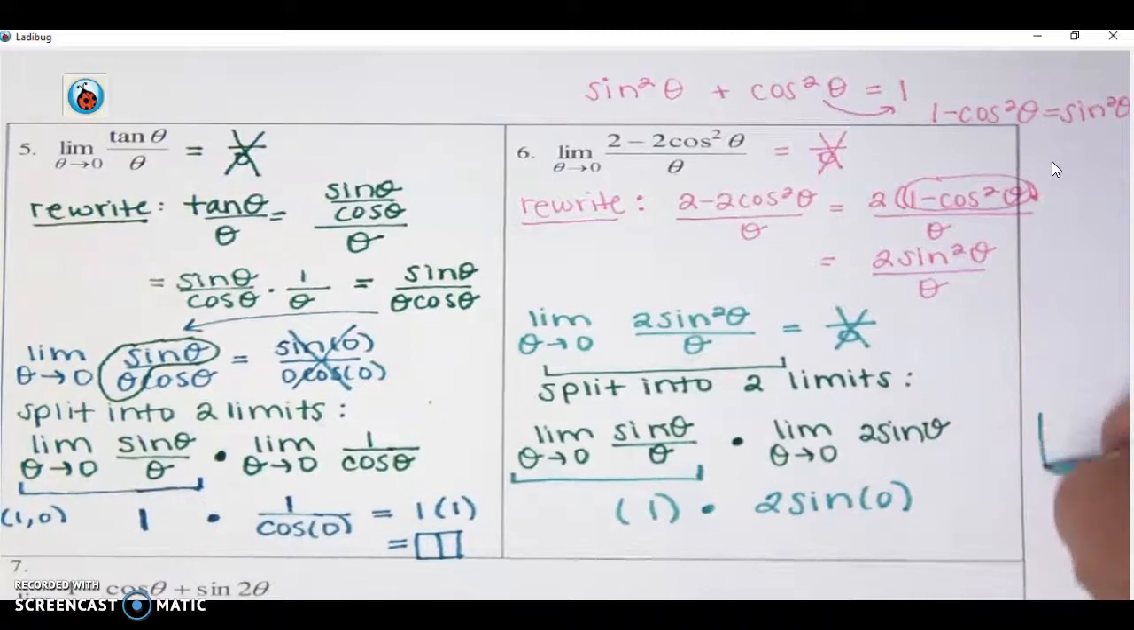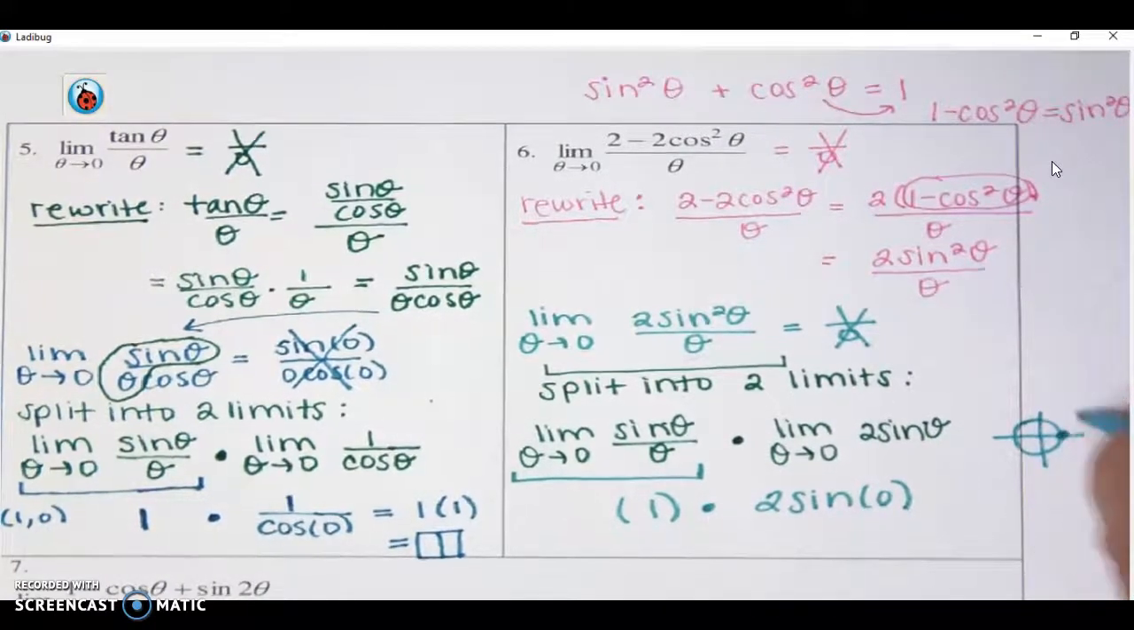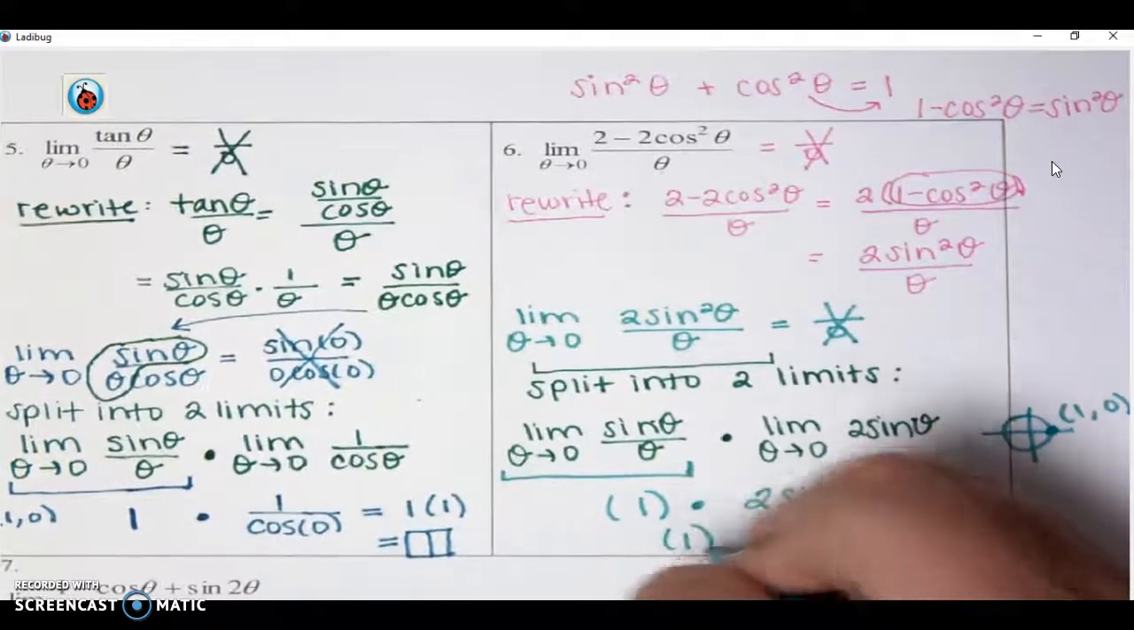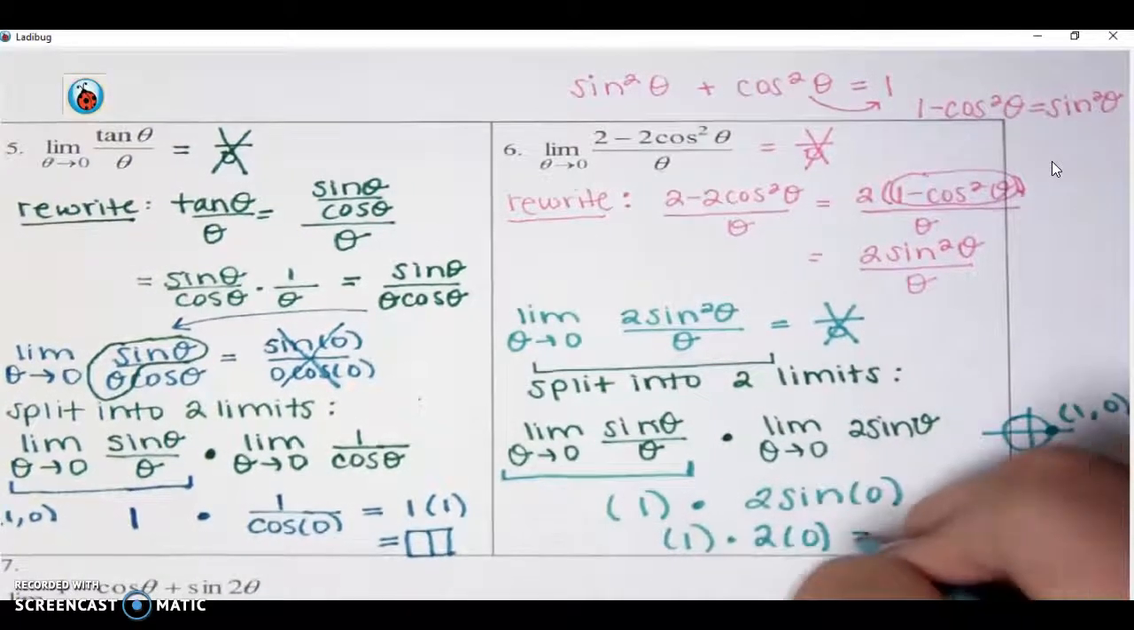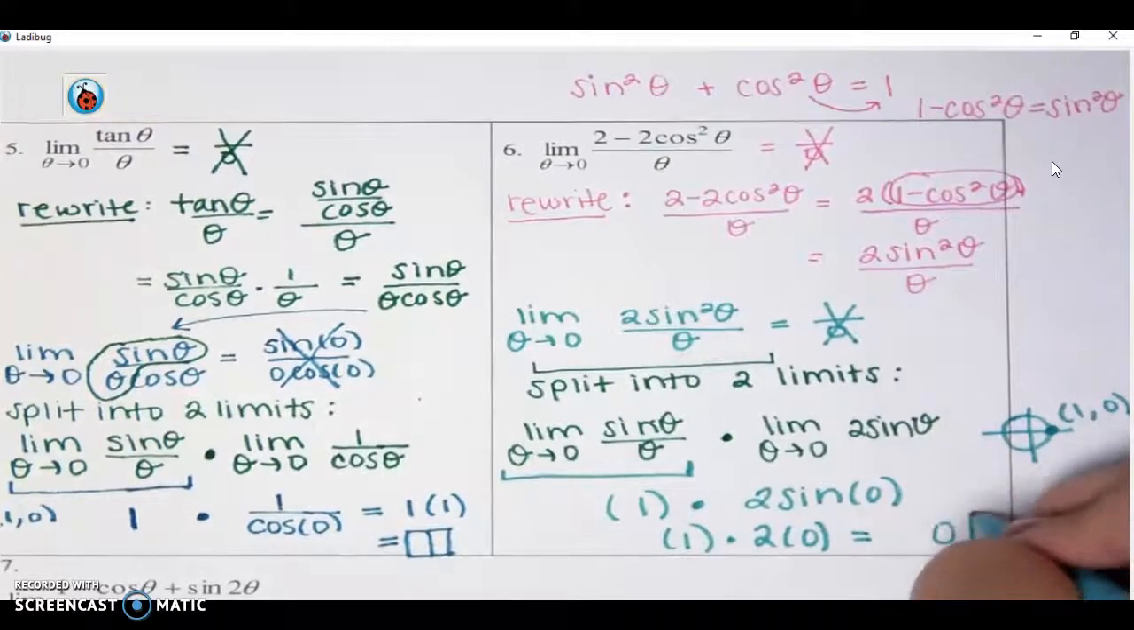Okay, unit circle at 0. Sine would just be 0. So this is going to end up giving us 0 for the answer here.